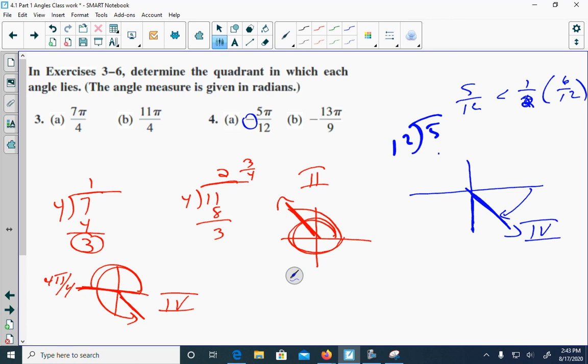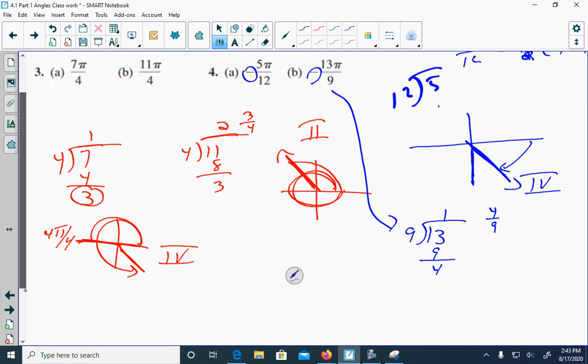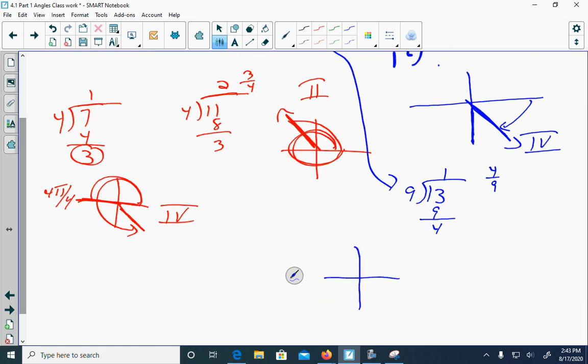And then negative 13 pi over 9. I'm going to take 13 and divide it by 9. 9 goes into 13 once, and I have 4 left over, so this is 1 and 4/9. It's negative, so if I'm drawing a picture, this is negative 1 and 4/9.